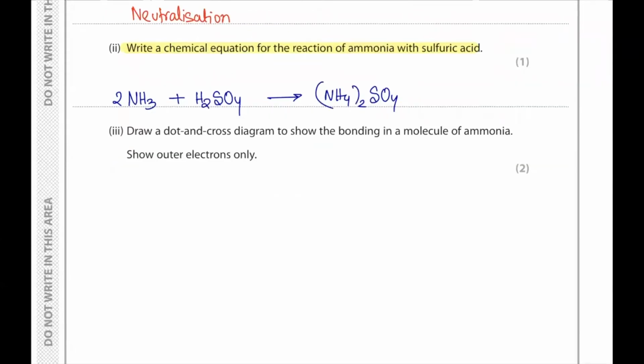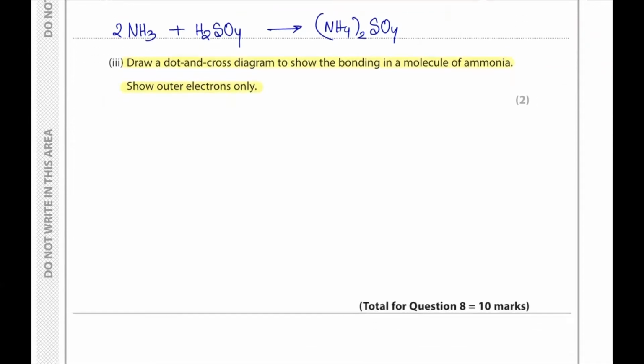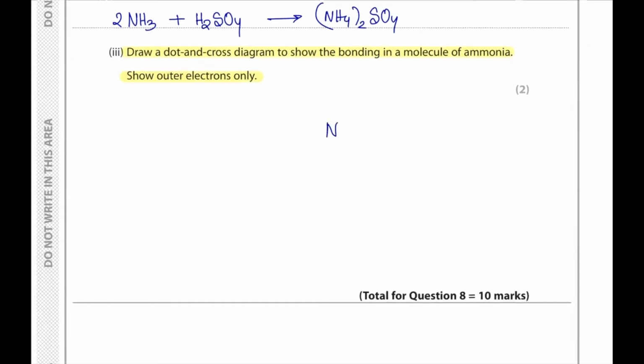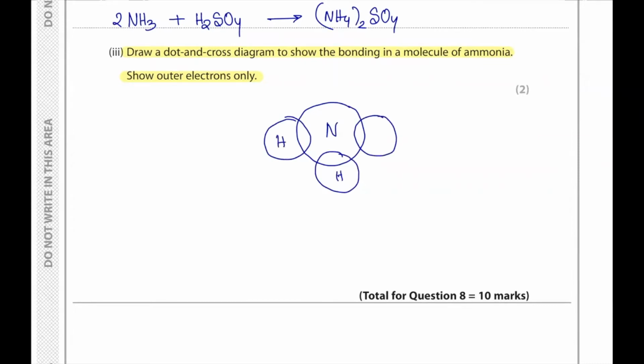Next question says, draw a dot and cross diagram to show the bonding in a molecule of ammonia. Show the outer electrons only. So in that way, nitrogen, we must show it bonded with 3 hydrogens. So we will draw the 3 hydrogens. The nitrogen can be represented with a dot. There are a total of 5 electrons in the nitrogen. And the hydrogen can be represented with a cross. There's a total of 1 electron in each hydrogen, sharing 1 electron with nitrogen, forming ammonia.